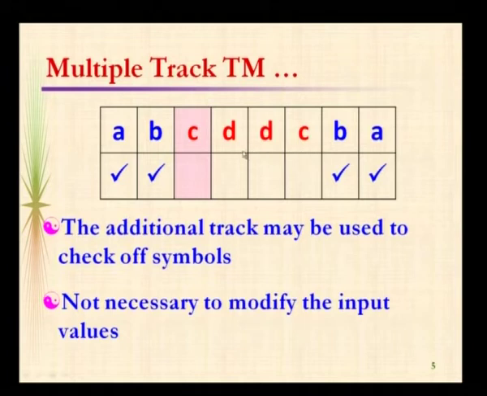So, that problem can be solved by introducing multiple tracks. We will be introducing an additional track along with that. Initially the entire content of the additional track is set to blank. So, now here is the situation: we have A, B, C, D and D, C, B, A, the string which we want to verify.